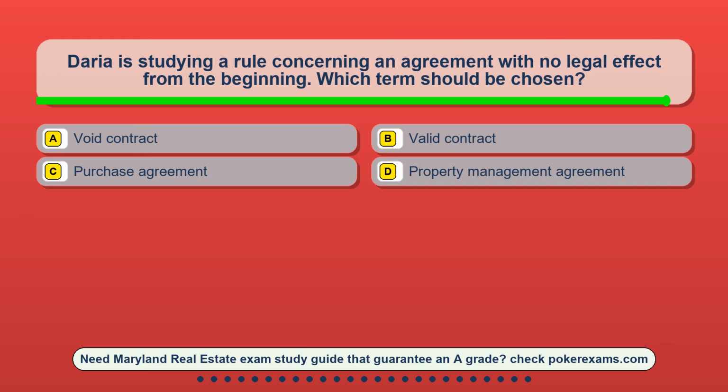Question 23. Daria is studying a rule concerning an agreement with no legal effect from the beginning. Which term should be chosen? Option A, void contract. Option B, valid contract. Option C, purchase agreement. Option D, property management agreement.